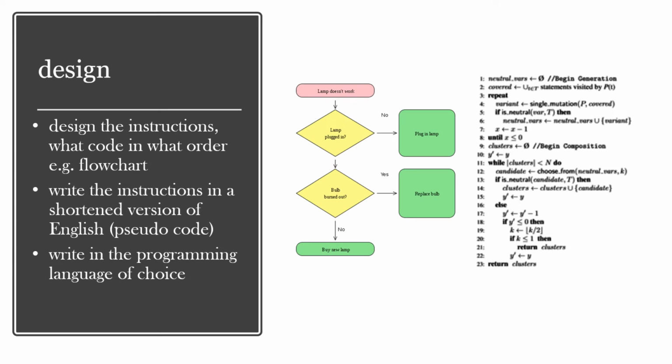Writing software. So we know that we can have these programs, these lists of instructions, but how do we create them? Well, we can create the design of the code using something like a flowchart, and then we can write the instructions in a kind of form of English called pseudocode, and then we can use that to write in the programming language of choice.